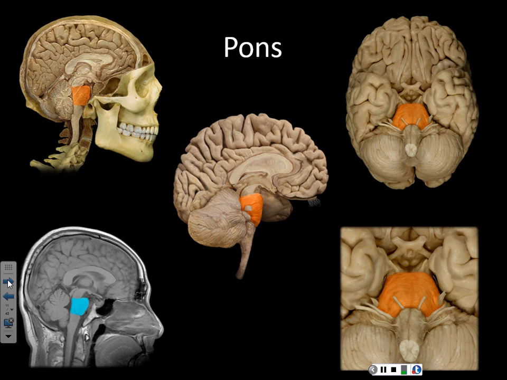But the critical functions, of course, are the breathing and the heart rate and the blood vessels, the blood pressure. Okay, so there's the pons, it's right in the middle. You see that bulge right there with an MRI, an actual MRI of it, right? Next.